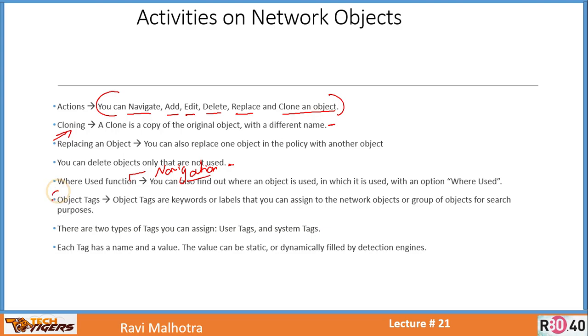Then there are different types of tags available for you. You can use the object tags, or the keywords or labels, that you can assign to any type of object, maybe network object, group object, host object. There are two types of tags you can assign: user tag and then the system tag. Each tag has a name and a value. The value can be static or dynamically filled by detection engines. Okay, let me show you that.